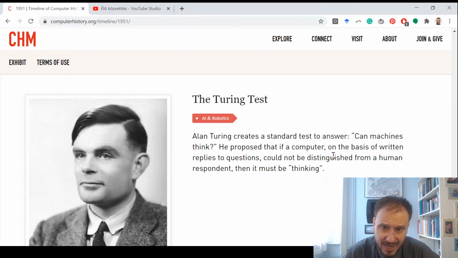The Turing test is supposed to answer the question, can machines think? But basically this test is only about the issue whether machines can communicate as humans and not think. So based on the written replies to the question, if it cannot be distinguished whether a human or a machine respondent is on the other side of the line, we must assume that that machine is thinking.